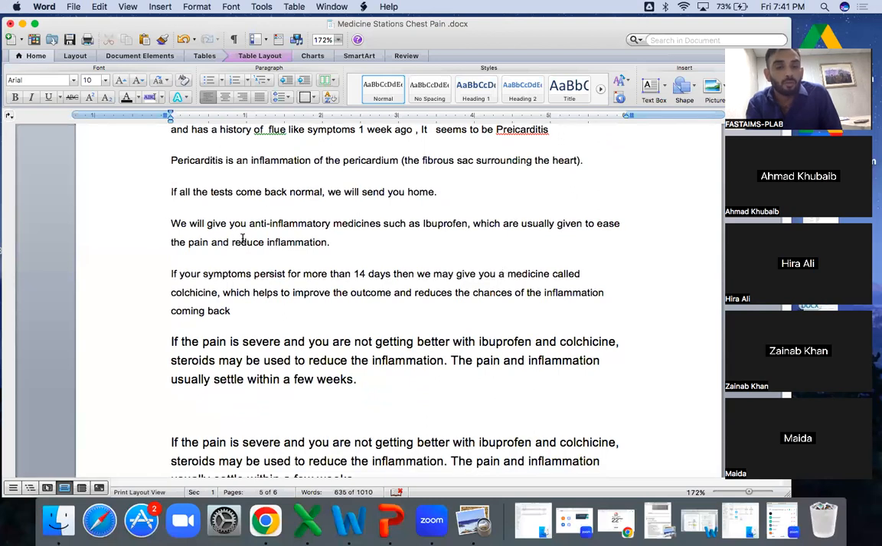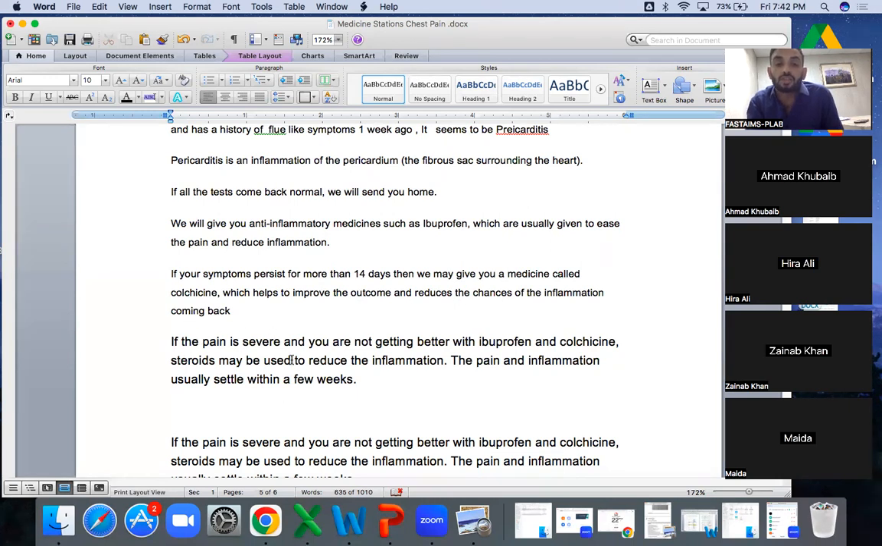So then if the troponin becomes normal, you can send him home. We will give you anti-inflammatory drugs, you will give the painkiller. And if the symptoms persist, this is the safety netting. If the symptoms persist for 10 days, then we give you the medicine called colchicine, which helps improve the outcome and the chance of it coming back.